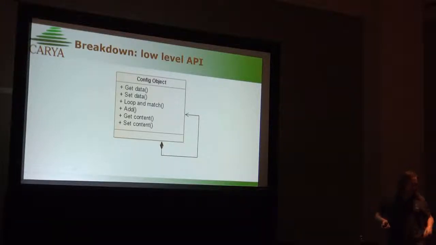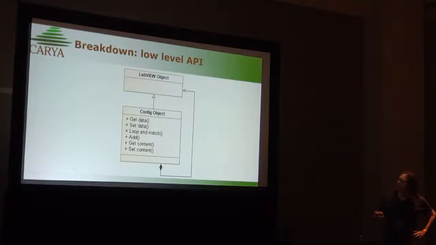Now, usually you cannot make a class refer to itself or a parent of itself, or a child of itself. So a parent class cannot contain a child because that would cause infinite recursion, or could cause infinite recursion at compile time. But a child class can contain a parent class. So what I actually do is, in the configuration object, I store a LabVIEW object. And because it's my own API, I know those LabVIEW objects are configuration objects.